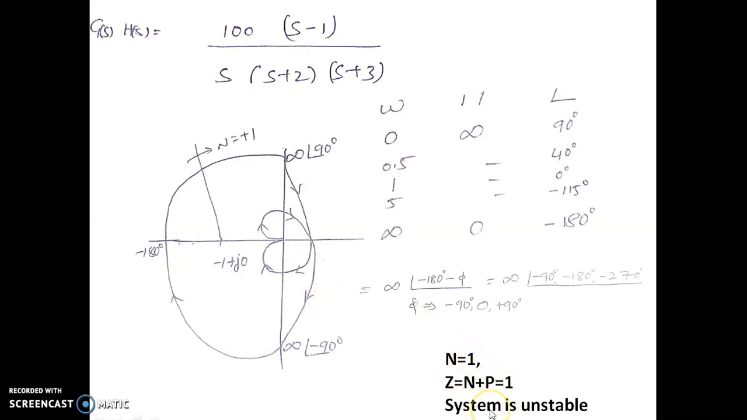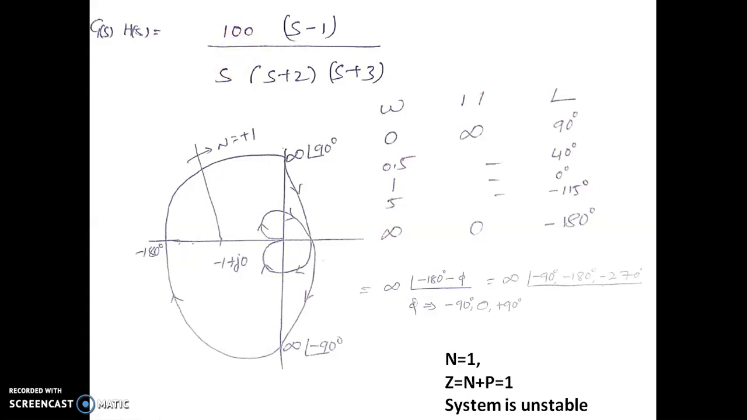This means the system is unstable, because one closed loop pole is lying on the right hand side of the S-plane. So this way we can say that the system is unstable. Actually the system is absolutely unstable, because whatever the value of this 100, it will always encircle this at least once in the clockwise direction. The value of N is always 1, irrespective of whether it is 100, 1, 10 or 0.1. So it will always be the same.